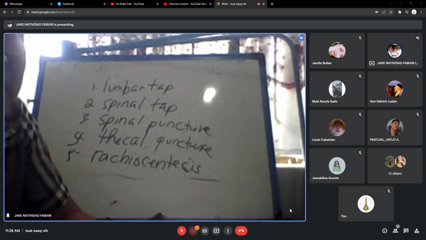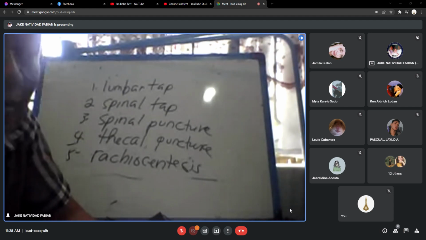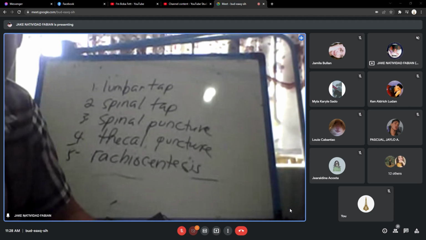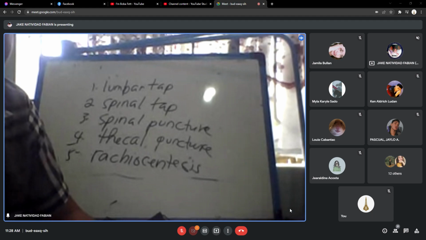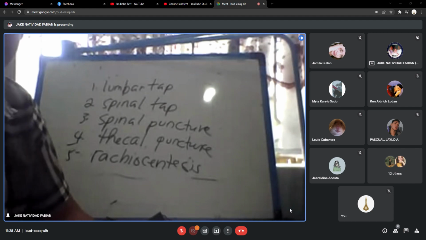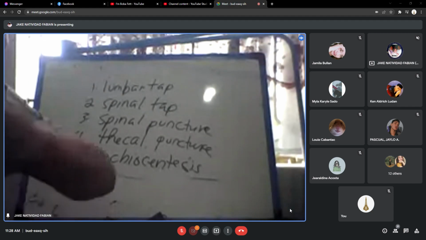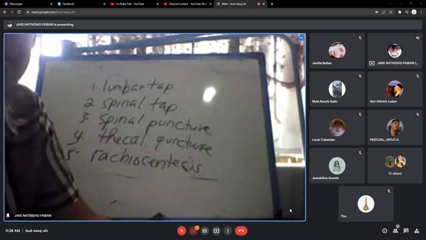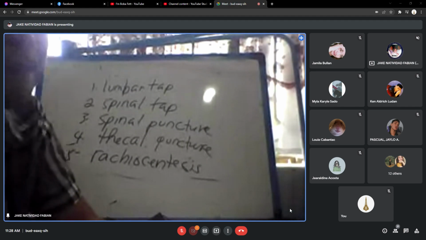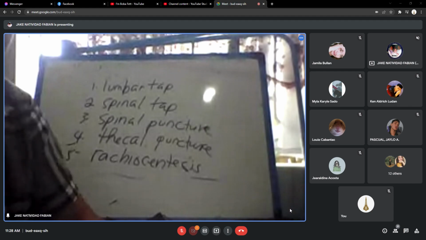Kasi ano ba yung mga complications ng lumbar puncture? Headache. Okay? Kasi hindi mo in-explain sa kanya na kailangan naka-prone muna siya for about 2 to 4 hours. And then later on, saka siya mag-flat on bed. So pag clear lahat ang instruction mo, then we will not have post-lumbar tap complications and other problems.